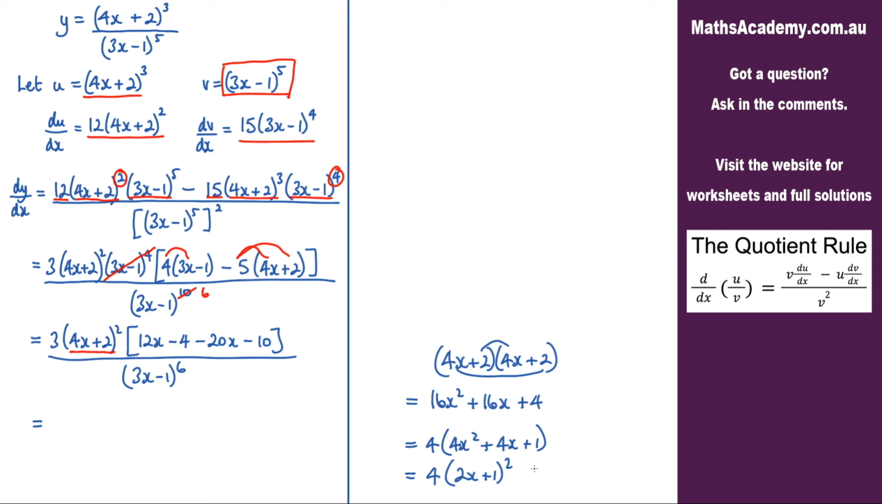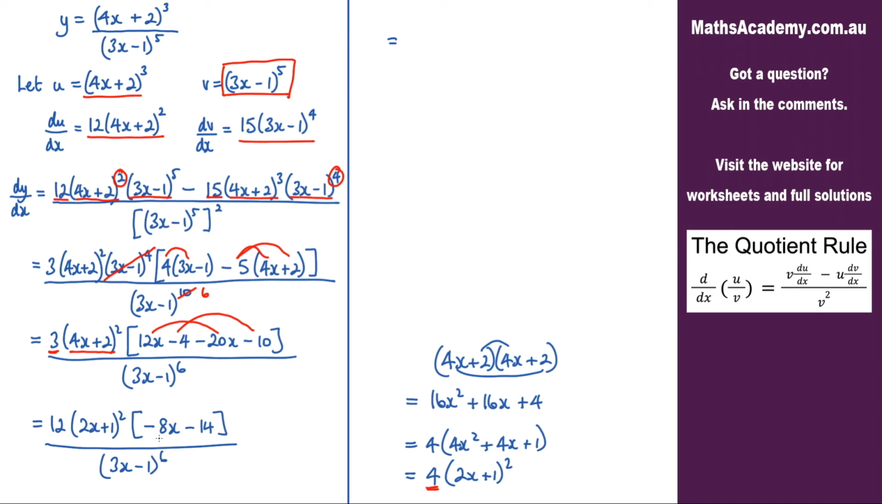So as I said, we can factor out this 4 here. The 4 and the 3 would give me 12, and then we've got the (2x + 1) squared. Inside the square brackets, we've got the 12x minus the 20x, that's minus 8x. We've got the minus 4 minus 10, that's minus 14. And that is all over (3x - 1) to the power of 6.